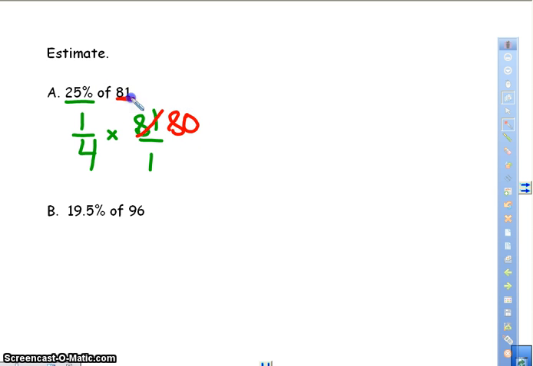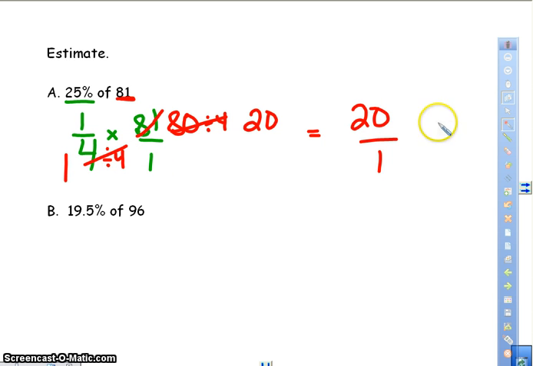So this is my estimation part. I'm going to cross reduce them by 4. 4 divided by 4 is 1. 80 divided by 4 is 20. And now I'm going to multiply across. 1 times 20 is 20. 1 times 1 is 1. So 20 over 1 equals 20. So an estimation of 25% of 81 will be about 20.